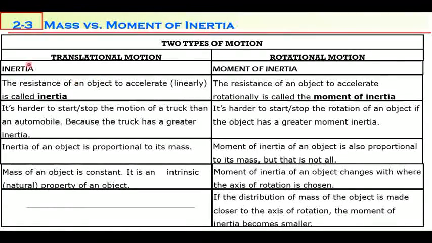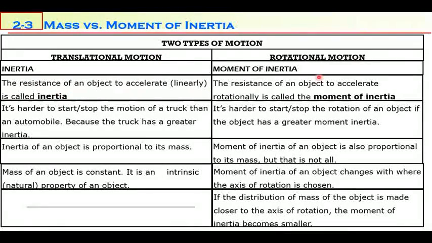First, inertia is about translational motion, but moment of inertia is defined in rotational motion. Inertia is defined, as in the 11th grade, as the resistance of an object to accelerate. So the object does not start moving, or does not change direction of motion, or does not want to slow down. This property of the object or substance is called inertia in translational motion.